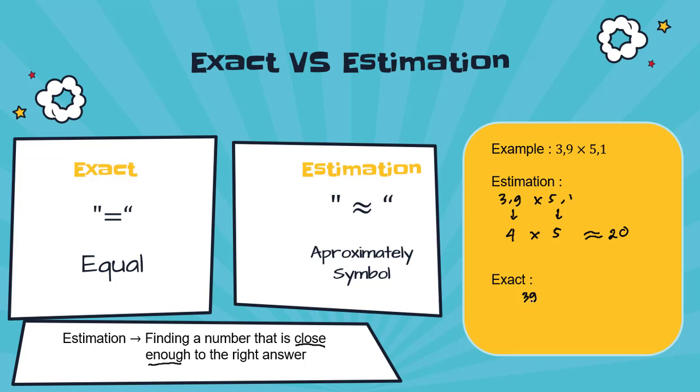Just forget about the decimal first. So we can write down 39 times 51. So it's equal to 1989, because there are two numbers after the comma, so we can count from the back: 19.89. So this is the answer. So all of these numbers are really close, right?